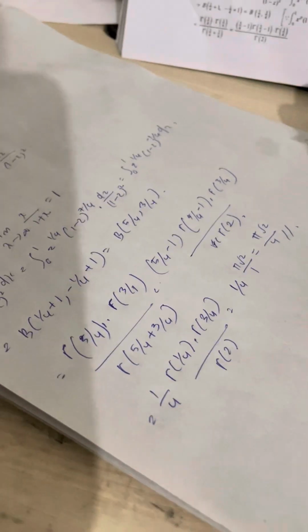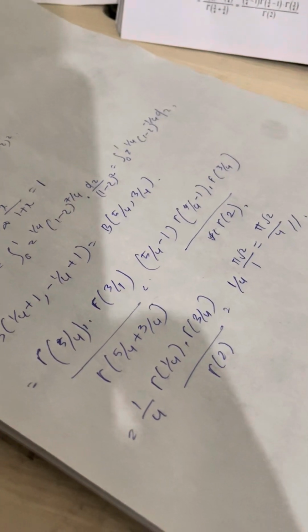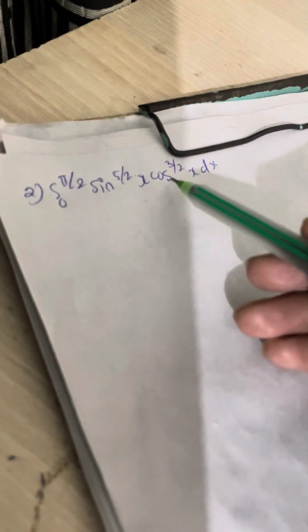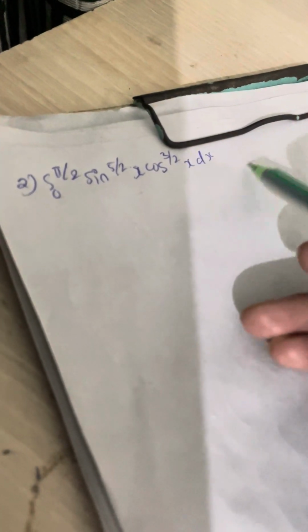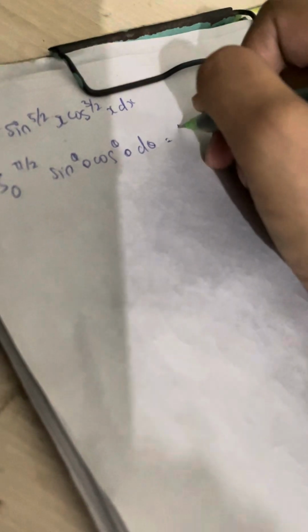This is the answer of the first question. The next question is the integral 0 to pi by 2 of sin raised to 5 by 2 x cos raised to 3 by 2 x dx. Hence we know that the integral 0 to pi by 2 of sin raised to p theta cos raised to q theta d theta is equal to 1 by 2 into beta of (p plus 1) by 2 comma (q plus 1) by 2.